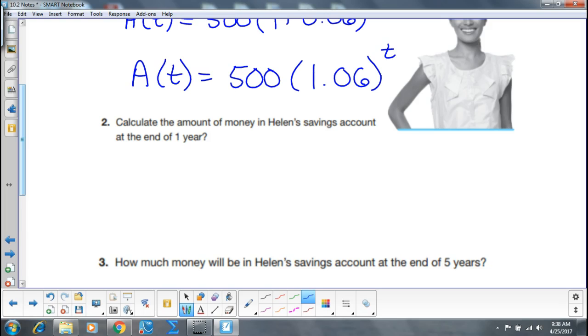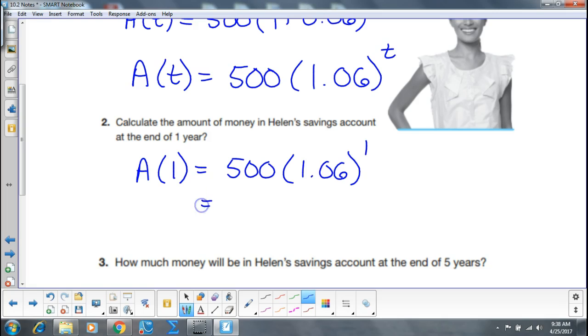So that means that we would like to find A of 1, which would be 500 times 1.06 to the first power. 1.06 to the first power is 1.06. So this is 500 times 1.06, which is, I believe, $530.